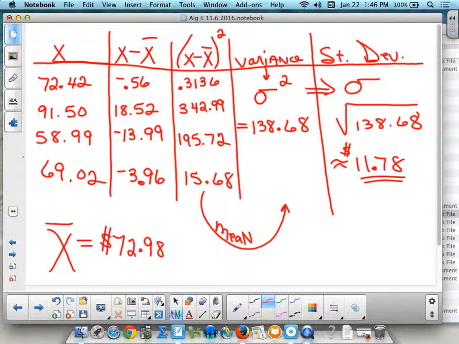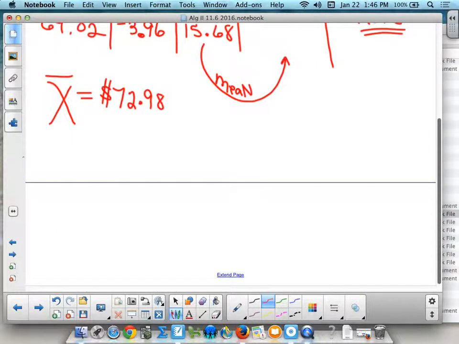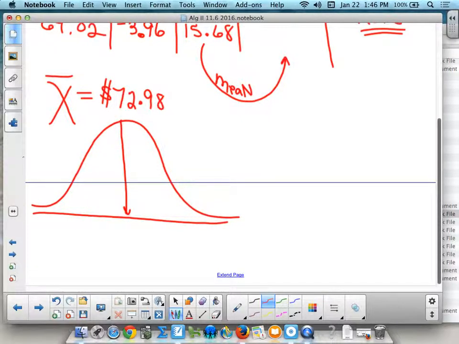Now, if this is the information I found, you know what I want to do? I want to make a quick normal distribution and check it out, because I have 3 questions to answer in just a couple seconds. Here we go. It goes like this, up and down. The average was 72.98. And I do know 68% of it falls between here and here.